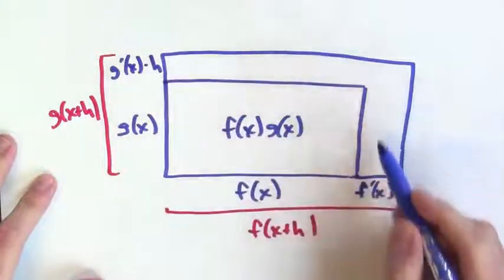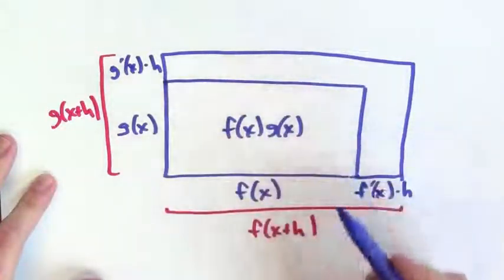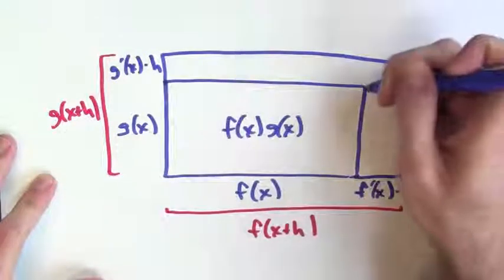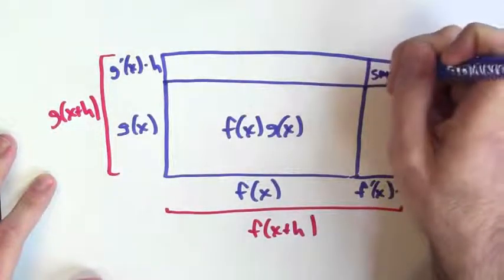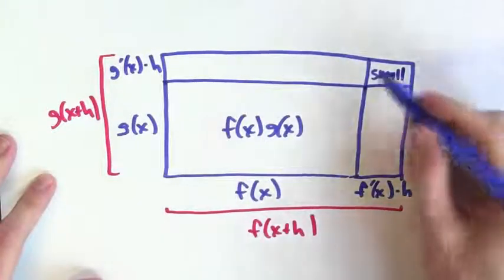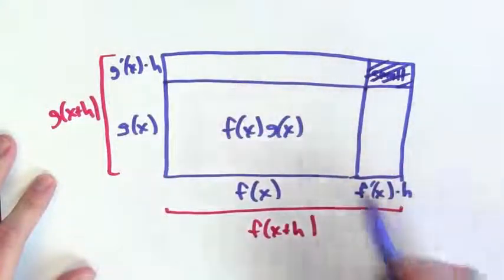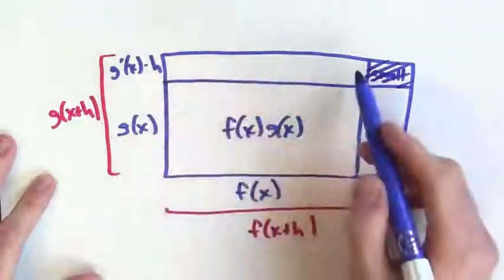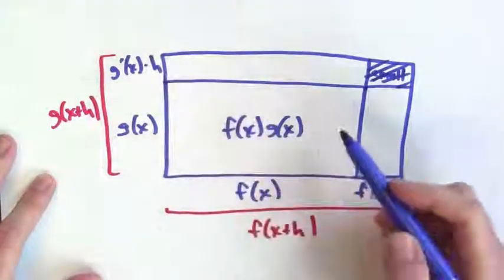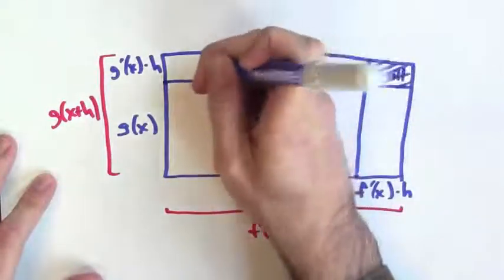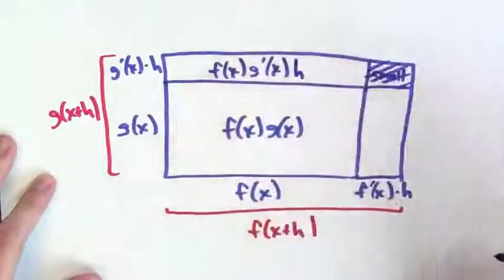Now I'm trying to compute the area of this L-shaped region to figure out how the area, the product, changes when I go from x to x plus h. Let me cut this L-shaped region up into 3 pieces. This corner piece is pretty small, so I'm going to end up disregarding that corner piece. But let's just look at these 2 big pieces here. This piece here is a rectangle, and what's its area? Well, its base is f of x, and its height is g prime of x times h. So the area of this piece is f of x times g prime of x times h.